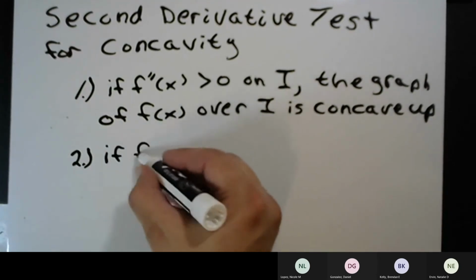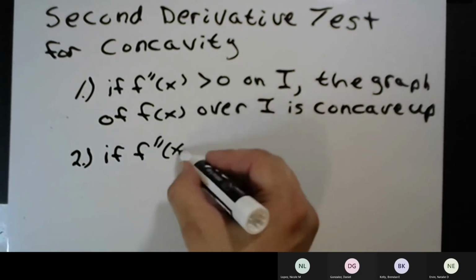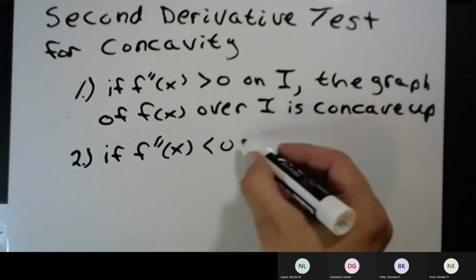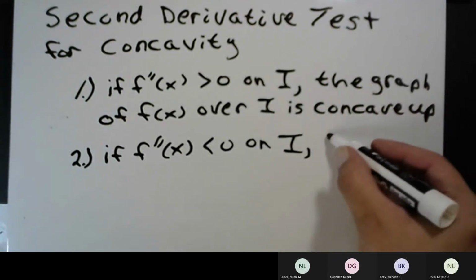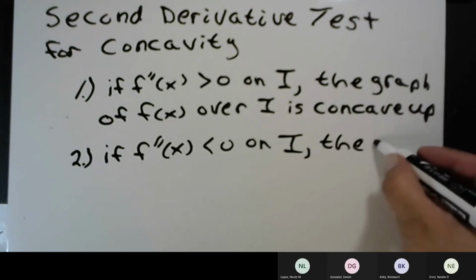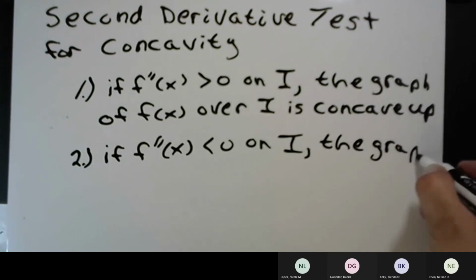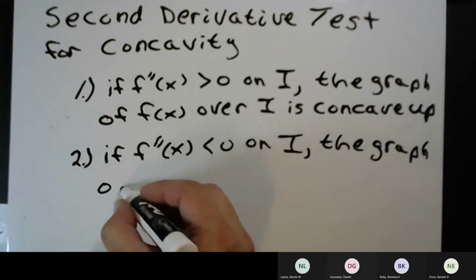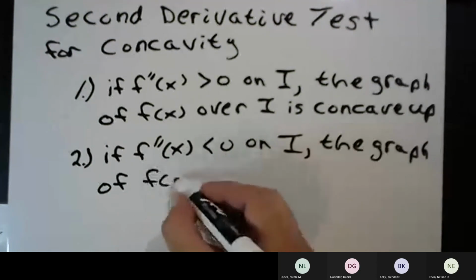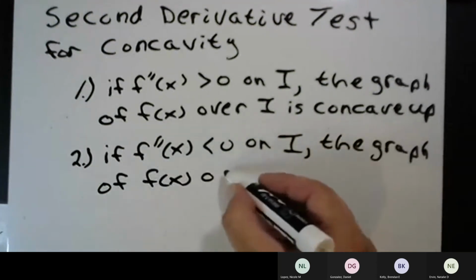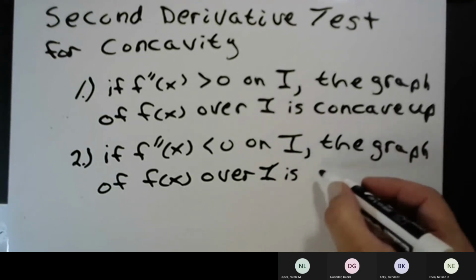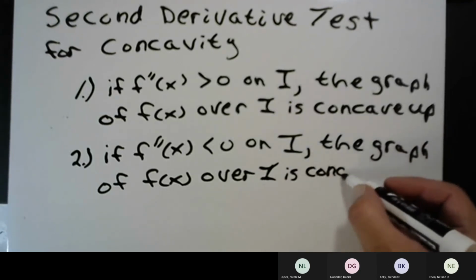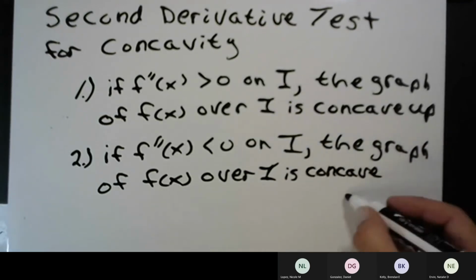If f double prime of x is less than 0 on I, the graph of f of x over I is concave down.